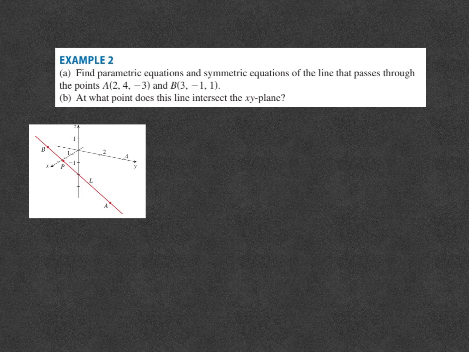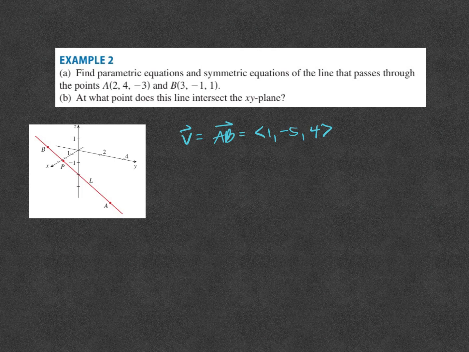So this example says find parametric equations and symmetric equations through the points A, which is 2, 4, negative 3, and B, which is 3, negative 1, 1. So the first thing we need is a direction. We need a point and a direction vector. So let's let our vector V be equal to AB. So 3 minus 2 is 1, negative 1 minus 4 is negative 5, and 1 minus negative 3 is positive 4.